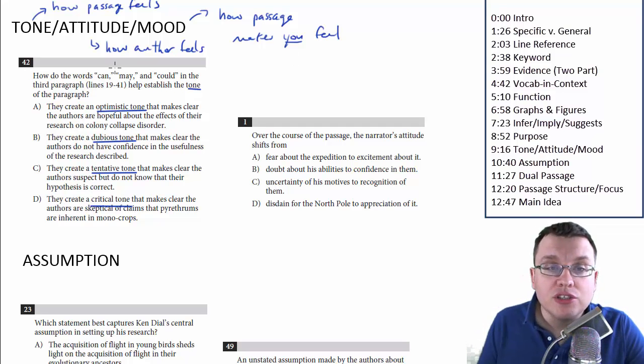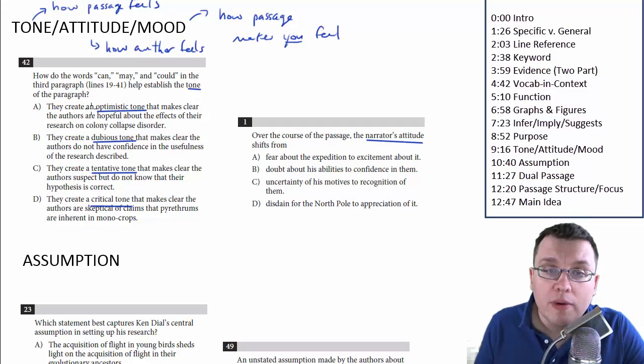So these questions come up. They can be specific, as we can see here. They can be general, right? How the narrator's attitude shifts over the course of the passage, or we can have a line reference, but you'll see one of these three words in the question.